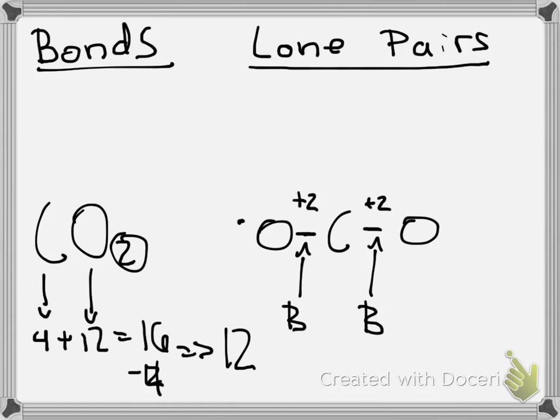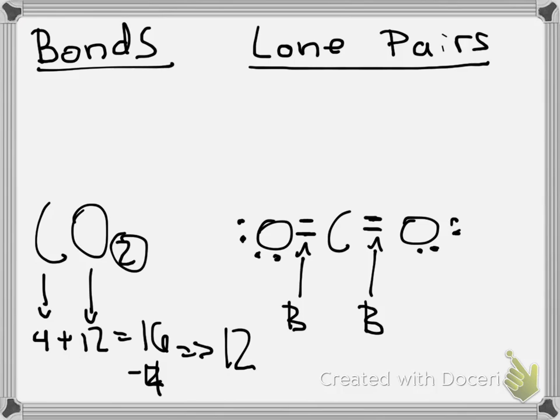So now if we have 6 electrons on each oxygen, that means that oxygen is satisfied now because it has the 8 electrons that it wants. But now we also have to satisfy the carbon, so we put another bond here, another bond here, and then we erase these 2, and now everyone is satisfied.